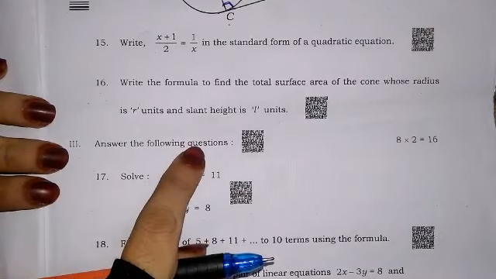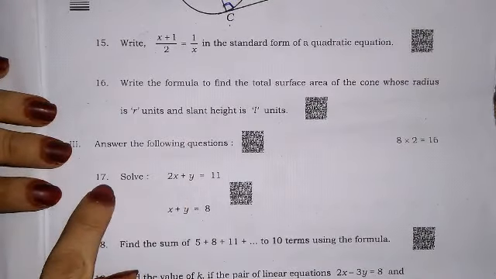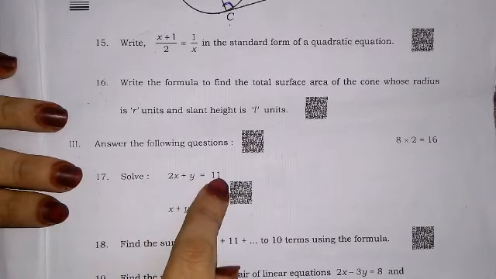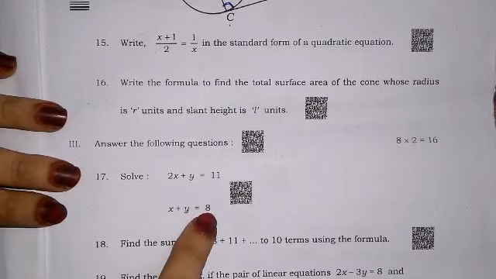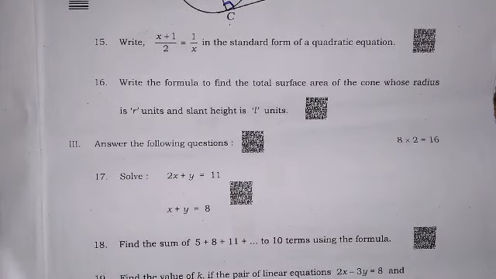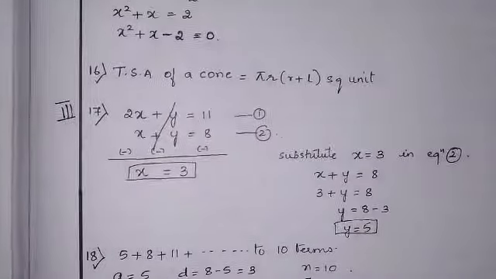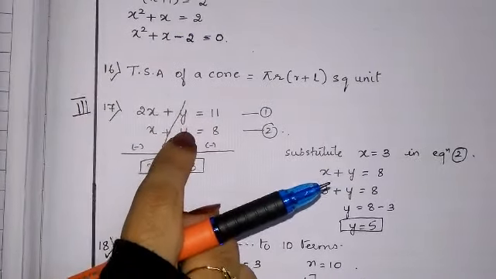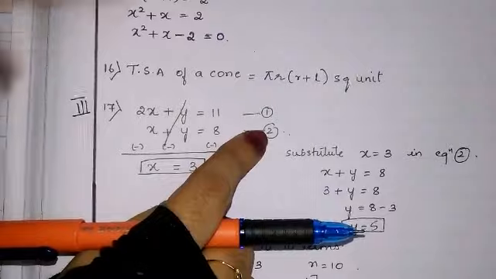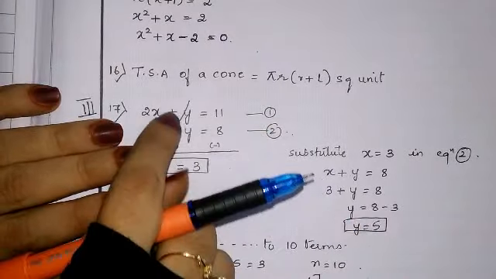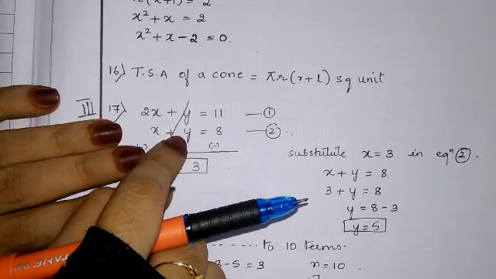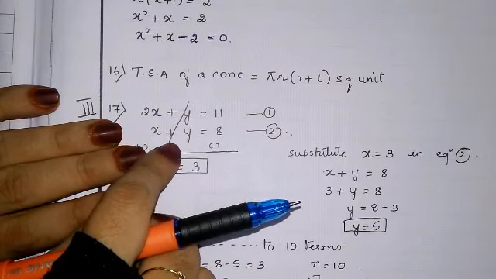Let us see second main. Answer the following questions. Question number 17: solve 2x plus y is equal to 11 and x plus y is equal to 8. How do we have to solve? See here, I have already solved. 2x plus y is equal to 11, x plus y is equal to 8, equations 1 and 2. Solving 1 and 2, here we can see 2x and x are not the same. y and y are the same, but with the same sign we cannot cancel.